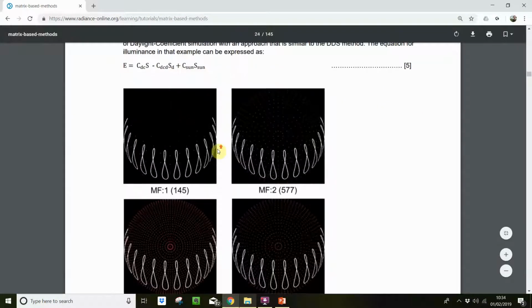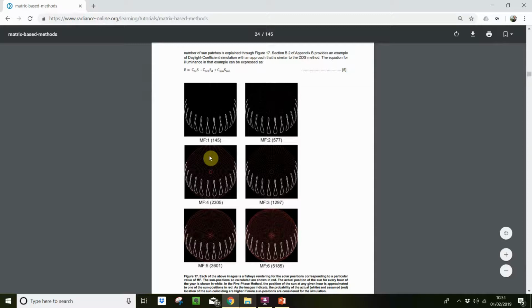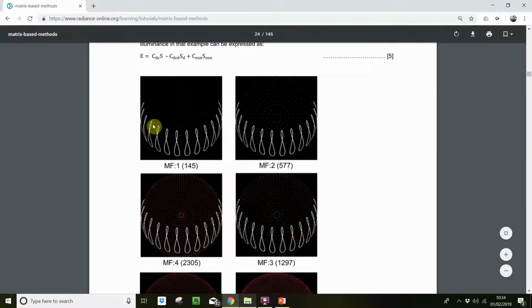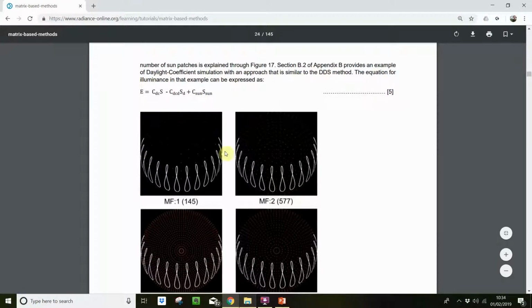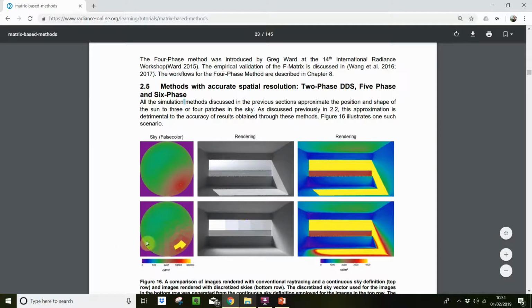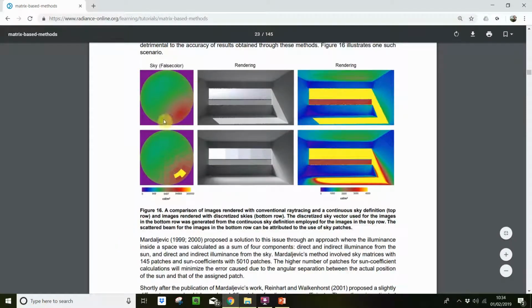Oh, and that was lucky. I forgot these were here. So the issue is, when you divide up the sky dome into 145 patches. Remember that, how you start off just with a continuous sky, and there are so many areas of the sky to sample there, and you divide it up to make it simpler.